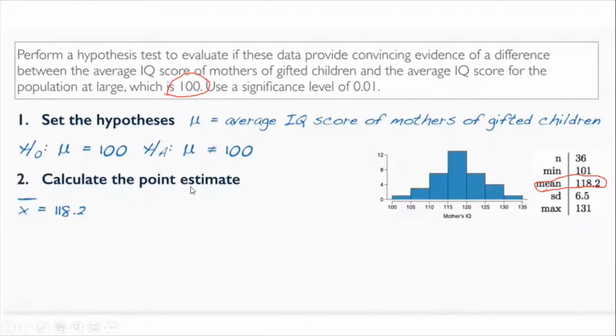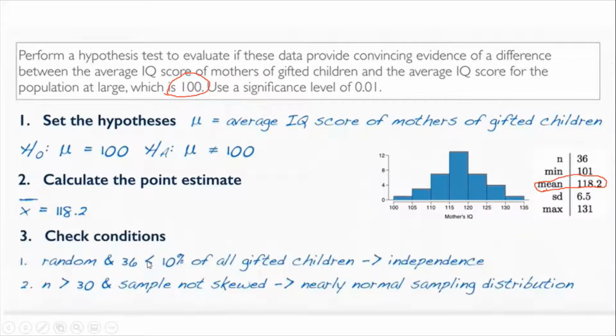And then we calculate the point estimate, which is already given here, 118.2. And then we check the conditions. A random sample of 36, which is independent, and the sample size is more than 30, so this is a nearly normal sampling distribution. So our assumption conditions are met.